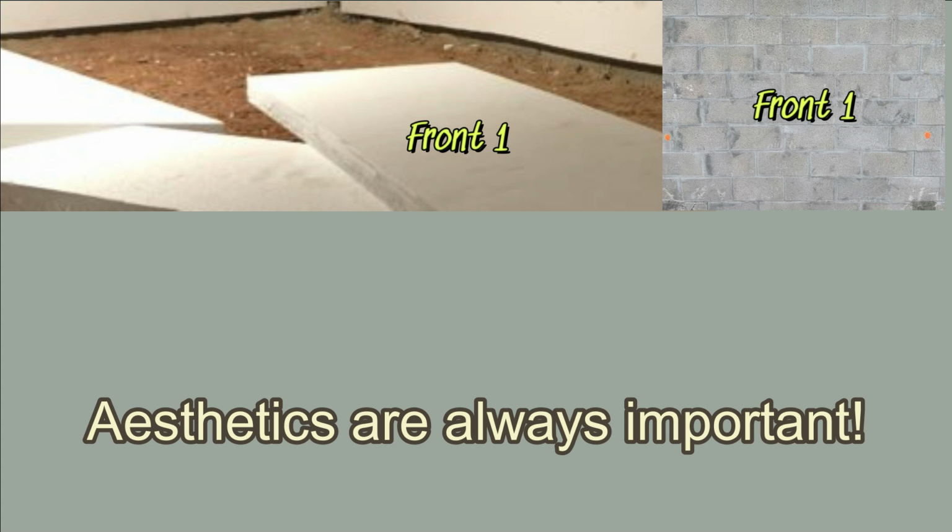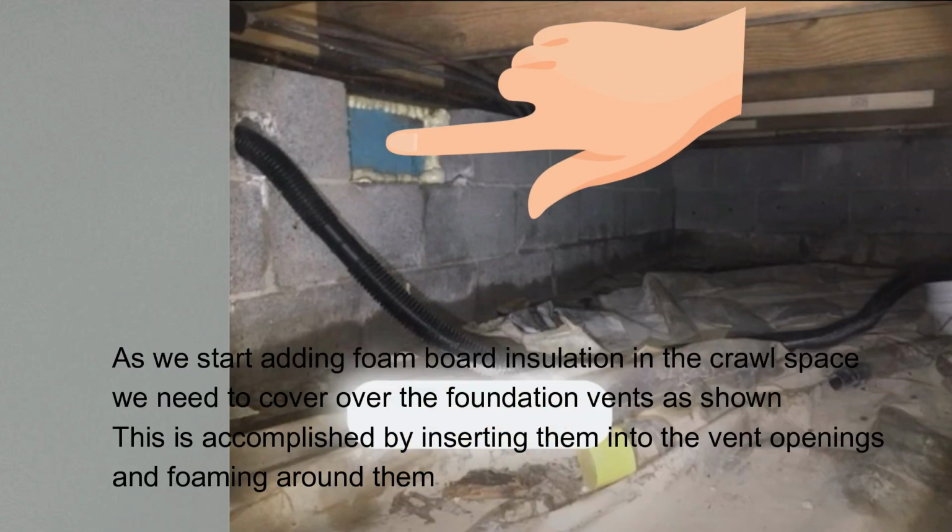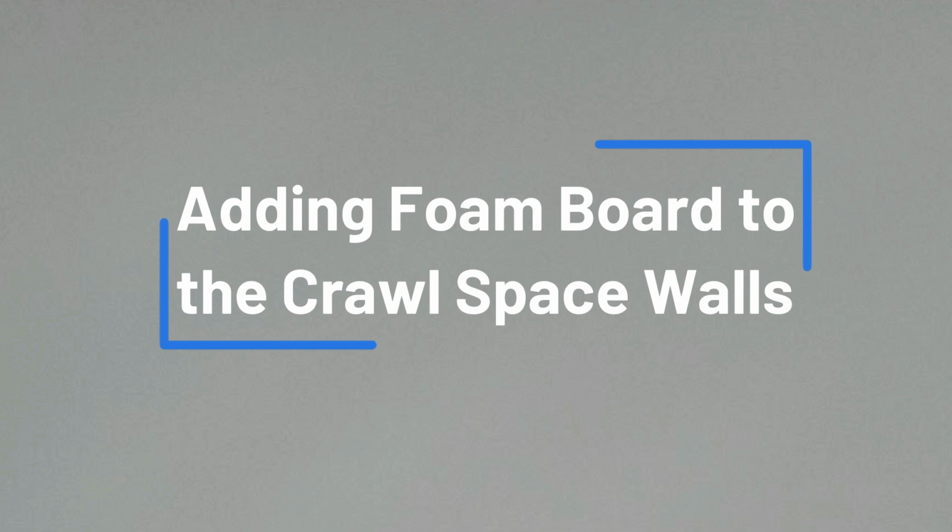This is because you may not always be encapsulating over your foam board insulation and don't want the writing to show for aesthetic purposes. As we start adding foam board insulation in the crawl space, we need to cover over the foundation vents as shown. This is accomplished by inserting them into the vent openings and foaming around them, adding foam board to the crawl space walls.